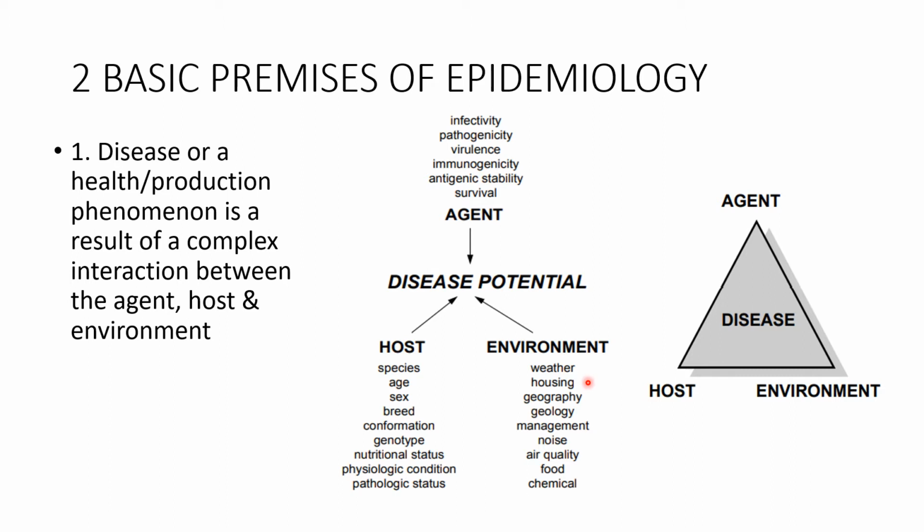So it could be the weather, the housing, the geography, the geology, the management. As we discussed, biosecurity may have been lax. That's why AI occurred. Noise, air quality, food, chemicals. So anything that is not part of the host or not part of the agent would be put in the environment. So this basically proves that any disease phenomenon or health phenomenon, you can trace it back, if you can characterize it, between the three legs of the epidemiologic triad.